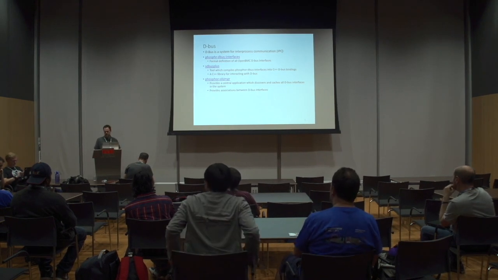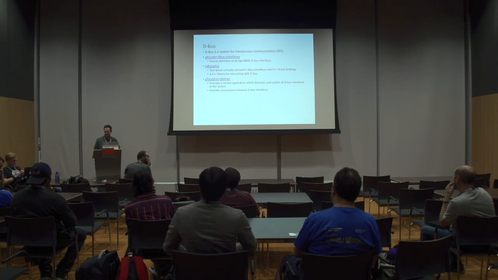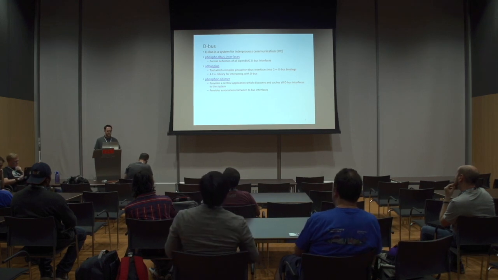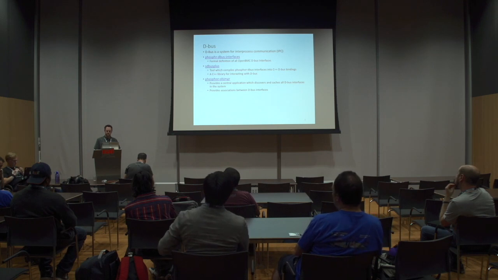So application A wants to talk to application B. Without the object manager, they would have to hard code certain aspects of that interface information. And so it was really created to help optimize that and to not have that hard coding of interface information. It also provides a way to do associations between objects.